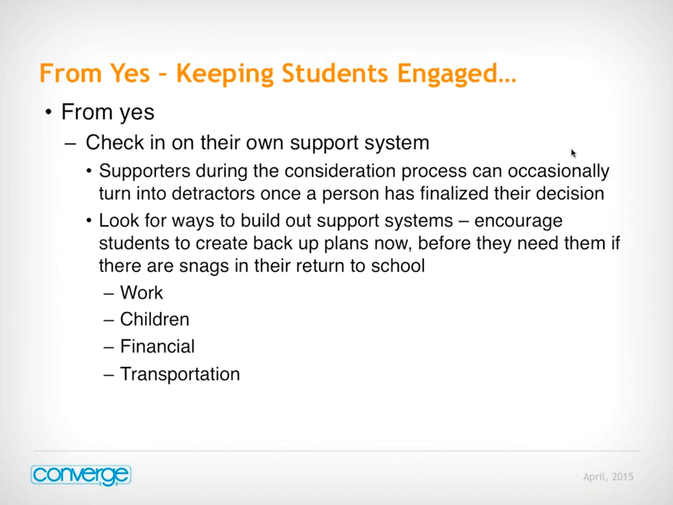Checking in on their own support system and helping them to understand, and some of this should even take place prior, maybe, to them getting to yes, or just as they're arriving at yes. Identifying who is going to support them, who is going to help them with this process, who is going to be their cheerleader and be in their corner. And areas that seem to be snags, especially for the adult and graduate population market, are things like work, children, financial, transportation. But we also know with traditional undergraduate students, those pieces are actually becoming more and more relevant at that age group as well.